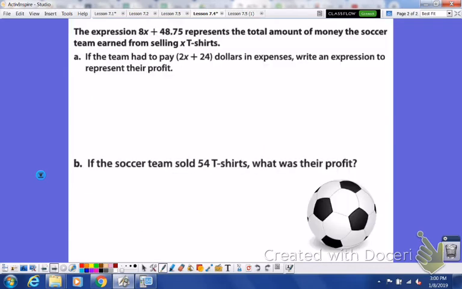All right, let's look at a word problem. The expression 8x plus 48.75 represents the total amount of money the soccer team earned from selling x t-shirts. If the team had to pay 2x plus $24 in expenses, write an expression to represent their profit.